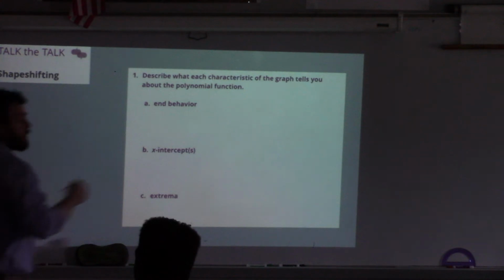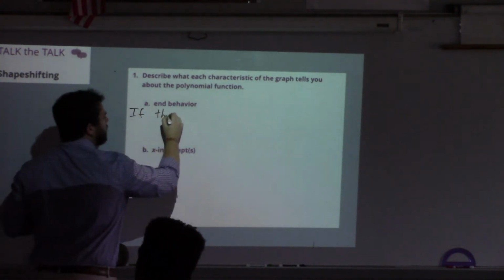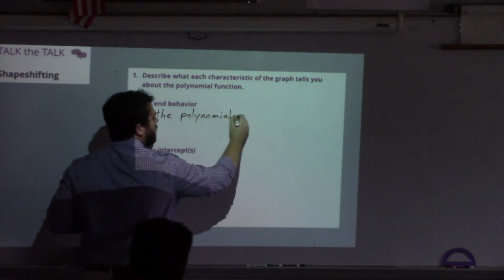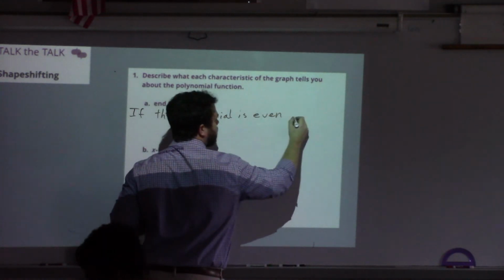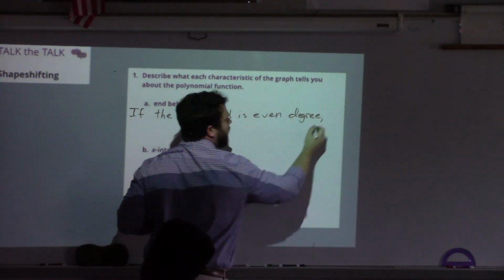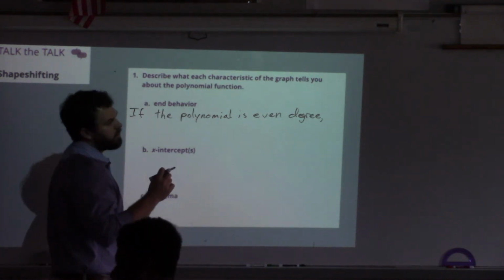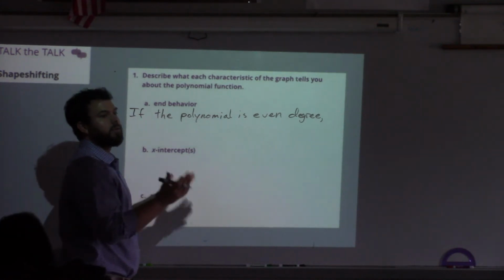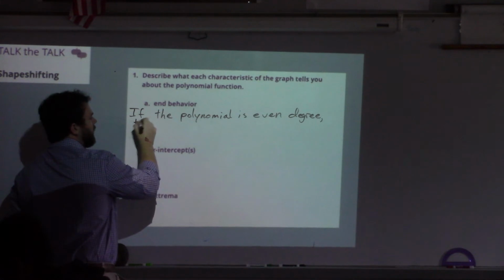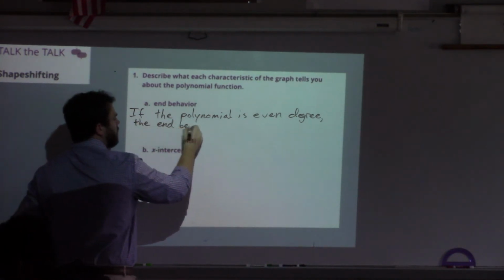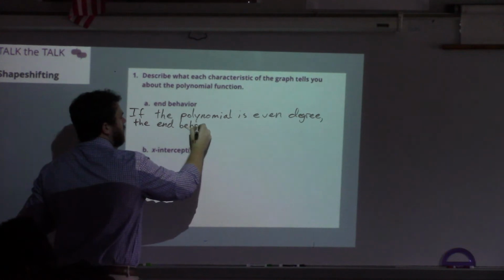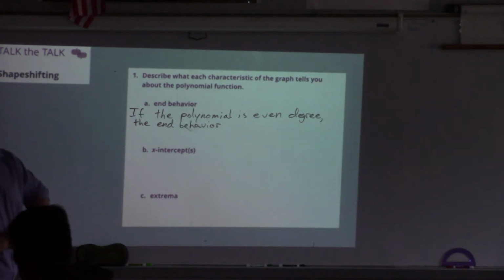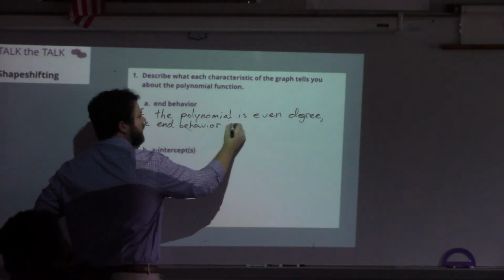If it's even or odd, right? So if the polynomial is even degree, is it always up or down? Mostly the end behavior is the shape. If it's even, they're together, so the end behavior goes in the same direction. If the polynomial is even degree, the end behavior is in the same direction.